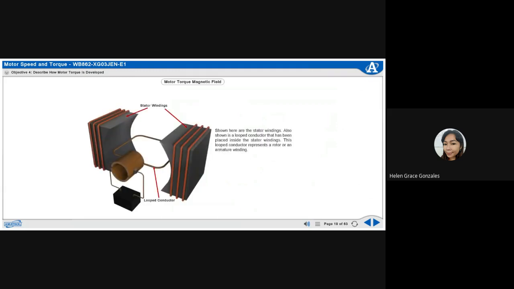Shown here are the stator windings. Also shown is a looped conductor that has been placed inside the stator windings. This looped conductor represents a rotor or an armature winding.